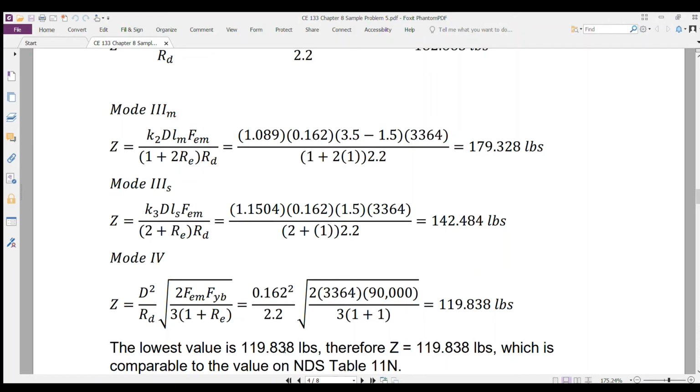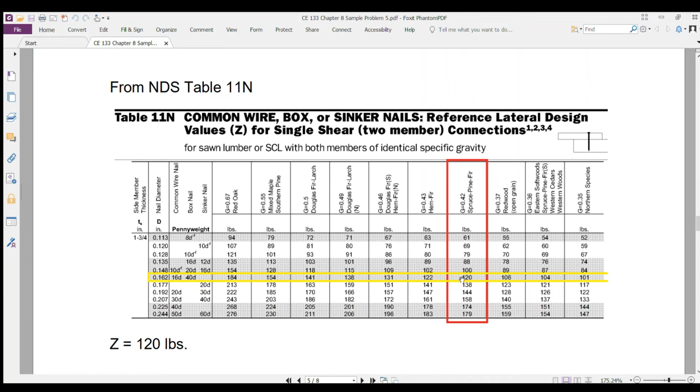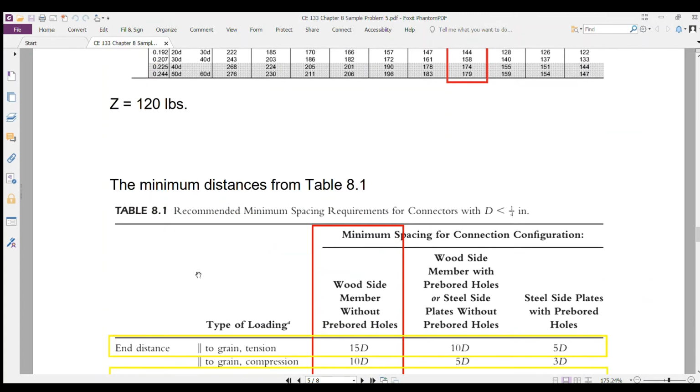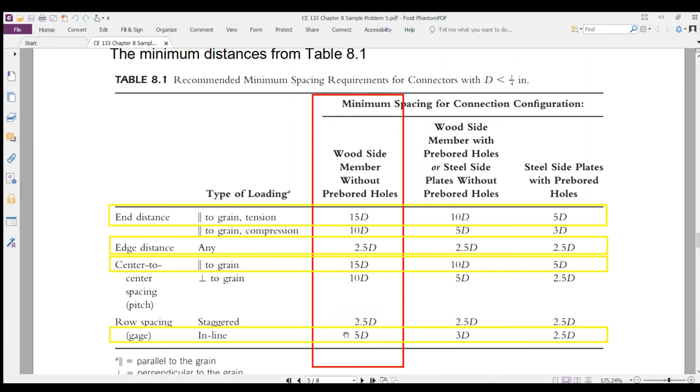the value from NDS table 11N. So here's the value from NDS 11N. We have a value of 120 pounds. Now we need to determine the minimum distances from table 8.1. As you can see, we have the end distance, tension parallel to the grain, edge distance, center to center with the load parallel to the grain, and gauge. We have here staggered and inline. These are the values for the minimum for wood members without pre-bored holes.